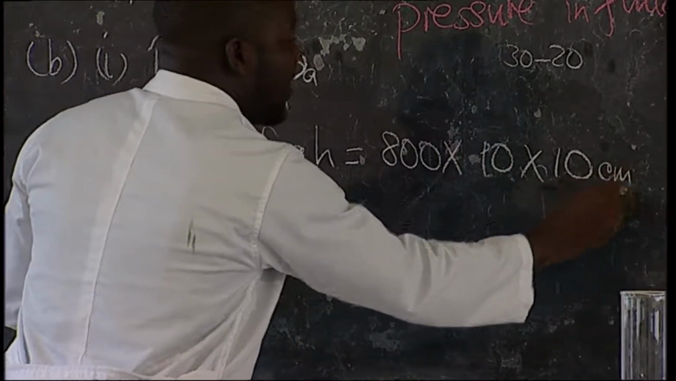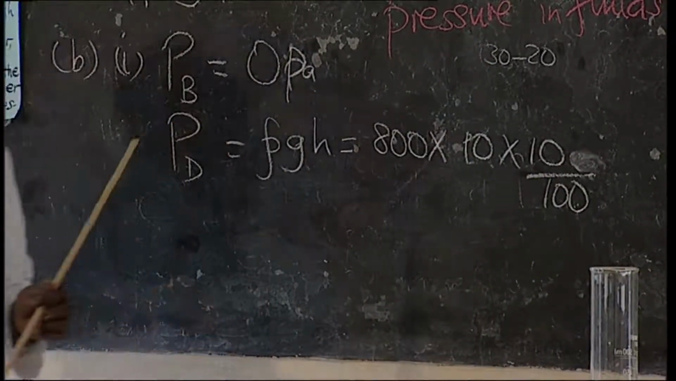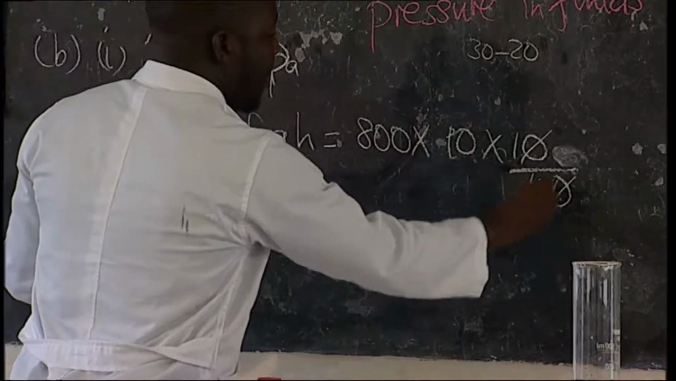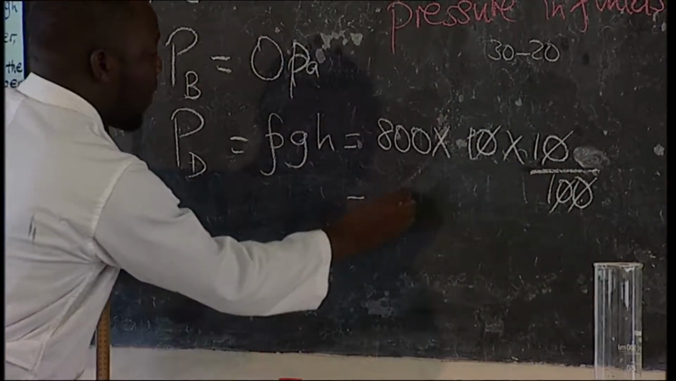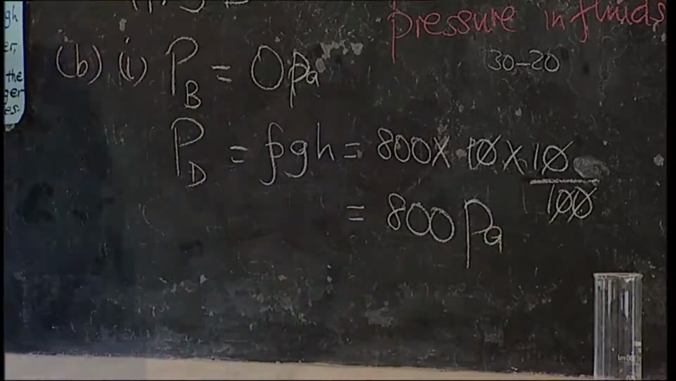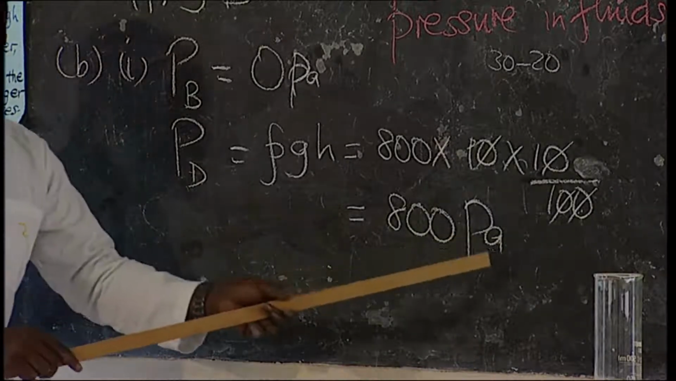Remember, this is 10 centimeters, so we need to divide it by 100 so that we can change it into meters. So if we simplify this, we are going to come out with 800. And the SI unit of pressure is Pascal. So that means the pressure is 800 Pascal.